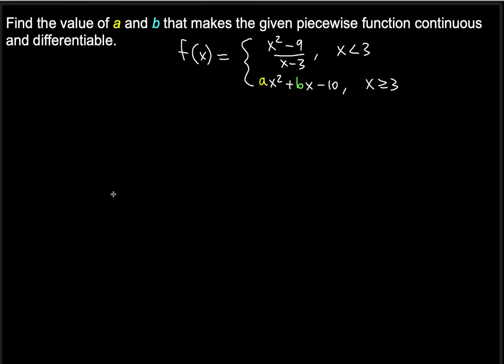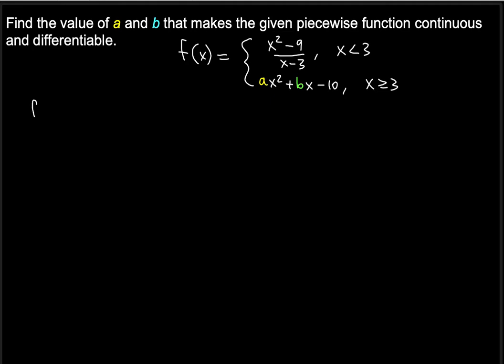Find the value of a and b that makes the given piecewise function continuous and differentiable. So the first thing that we should do is talk about continuity. There are three conditions that must be satisfied in order to make the given piecewise function continuous.